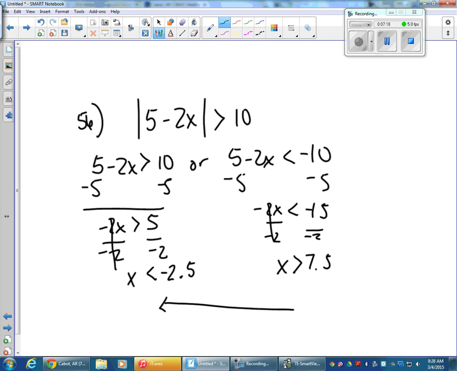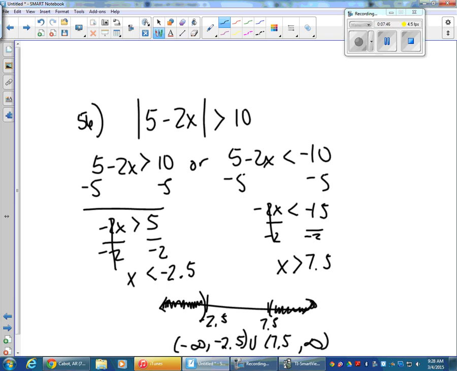So on a number line, I would want to shade negative 2.5. I'm going to put a parentheses again because it's less than and not less than or equal to. So parentheses, shading to the left. And then at 7.5, I'm going to put a parentheses. I'm going to shade to the right. They want me to graph it and write the answer in interval notation. So in interval notation, it's from negative infinity to negative 2.5, and then it's from 7.5 to infinity.